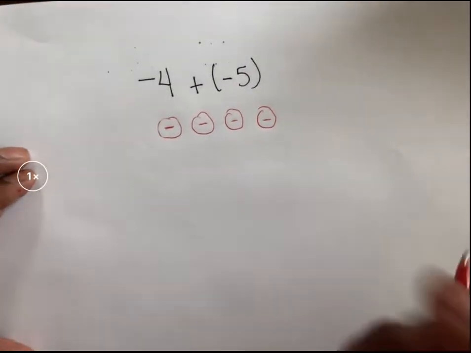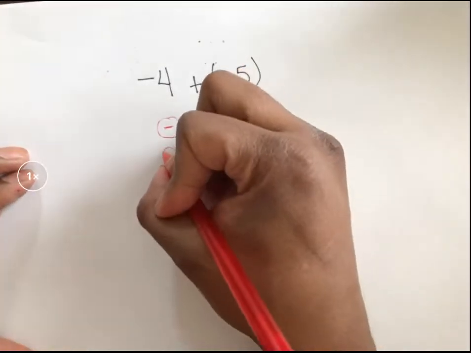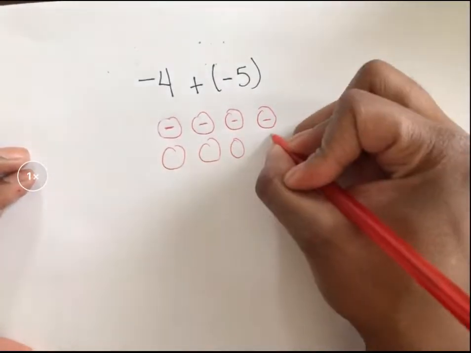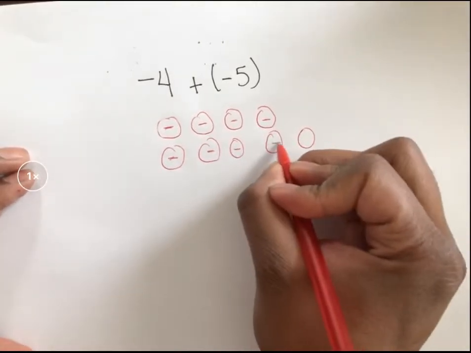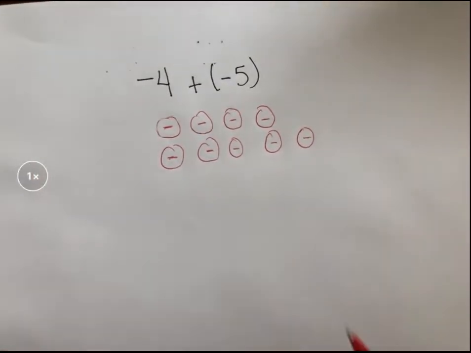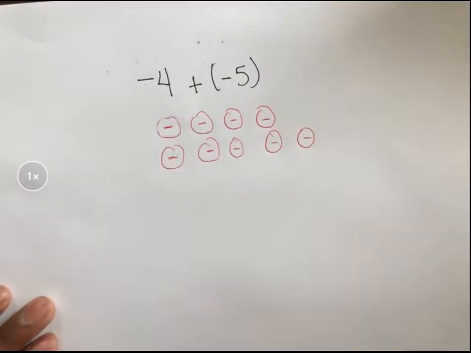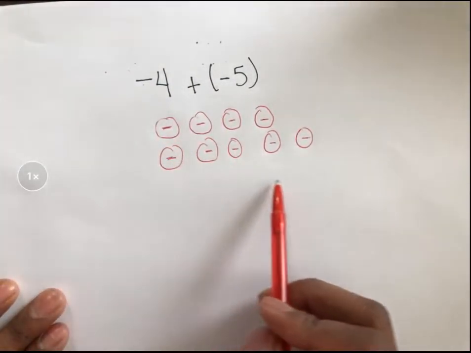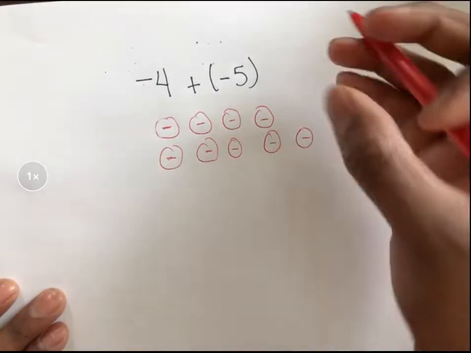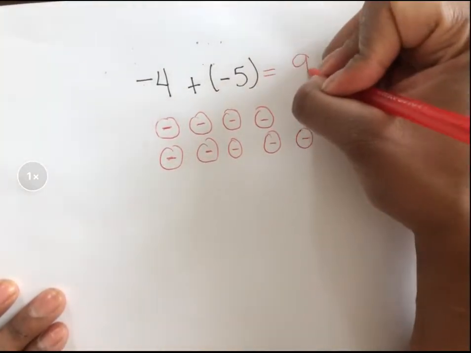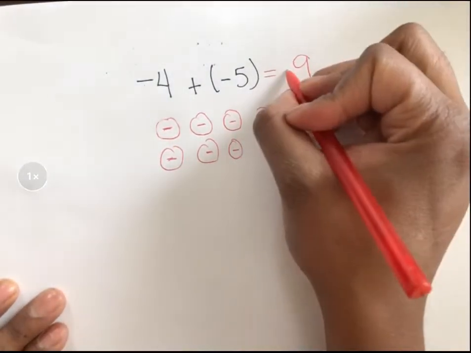Okay. I'm going to represent the same thing with -5. Draw 5 circles. Because they're negative, put a negative sign in between. Now, when we have the same sign, we add them just like normal because they're all negative signs. I could just count them up. 1, 2, 3, 4, 5, 6, 7, 8, 9. So my answer is going to be 9. And because they're all negative, it's going to be a -9.